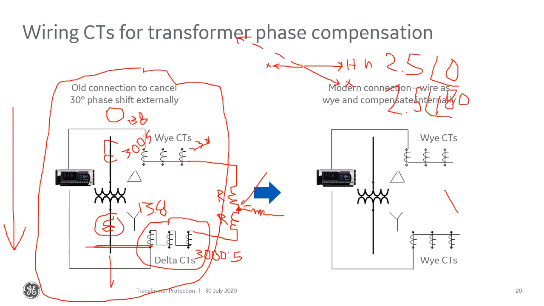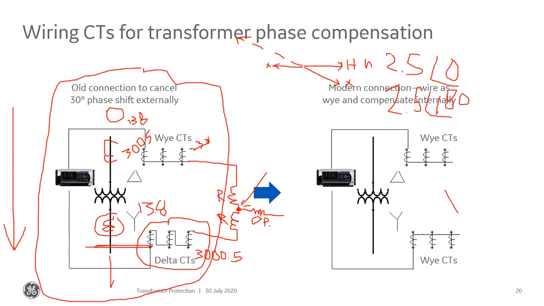And then the operate coil is sitting right here. And the current flowing through it is providing restraint torque. Or excuse me, it's providing operate torque to close the output contacts.